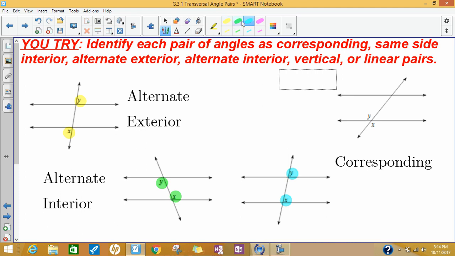And last, this one might have been a little bit tricky. Y and X. That's an old pair of angle pairs we know. Those are simply vertical angles.